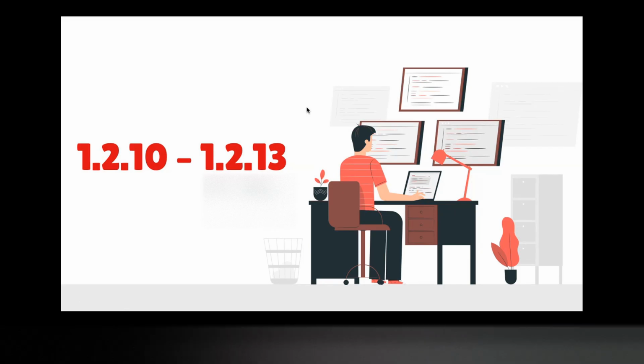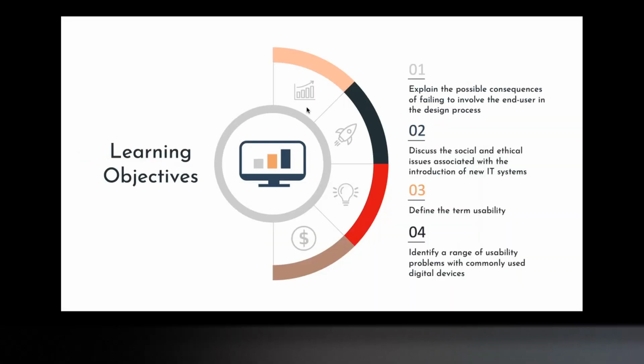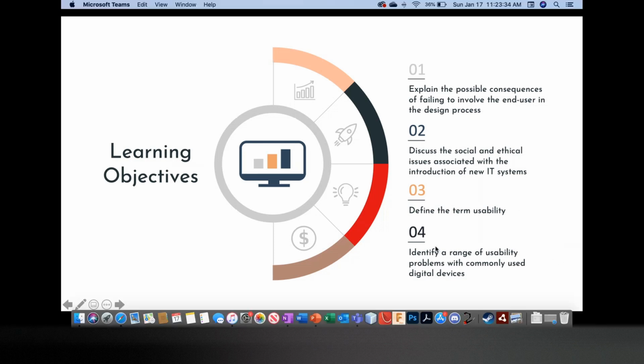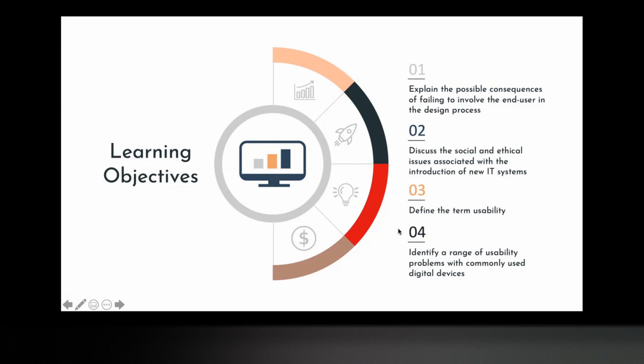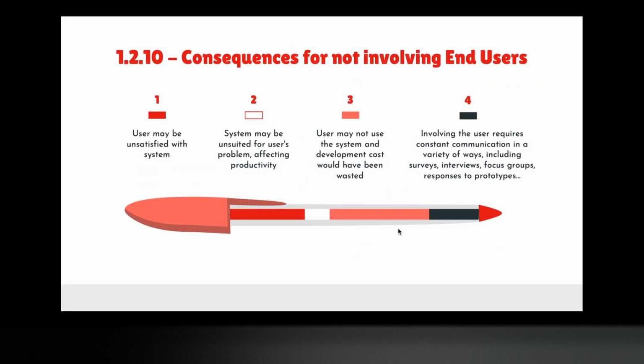1.2.10 to 1.2.13. Learning objectives are to be able to explain possible consequences for failing to involve the end user, to discuss social and ethical issues associated with the introduction of new IT systems, to define the term usability, and identify a range of common usability problems with commonly used digital devices. So 1.2.10 is consequences for not involving end users.